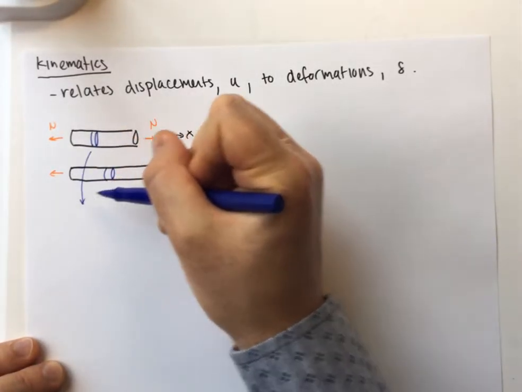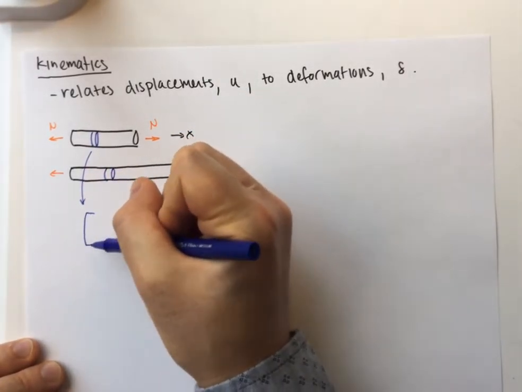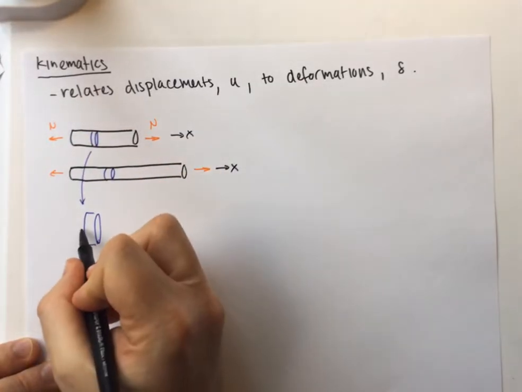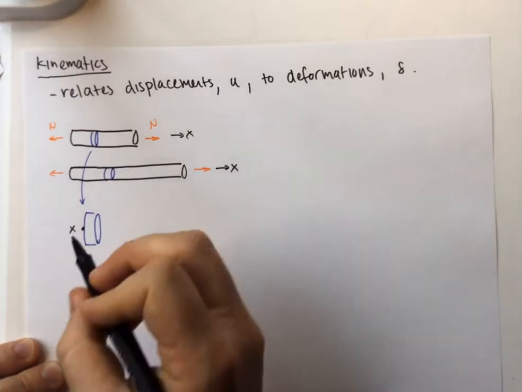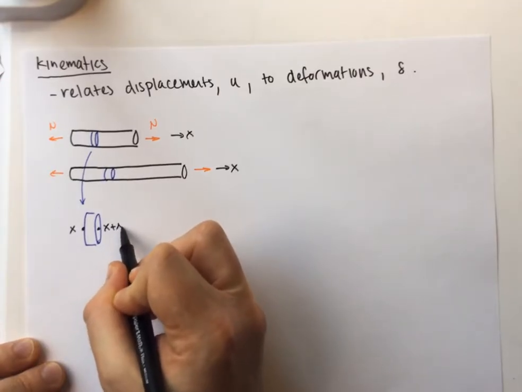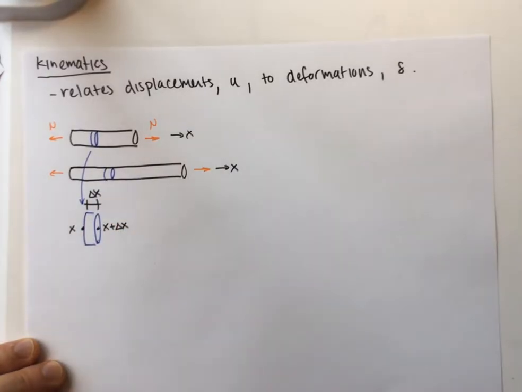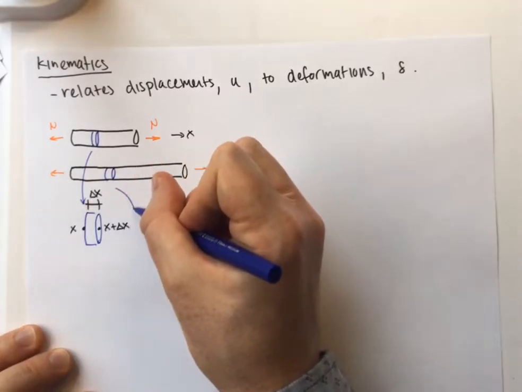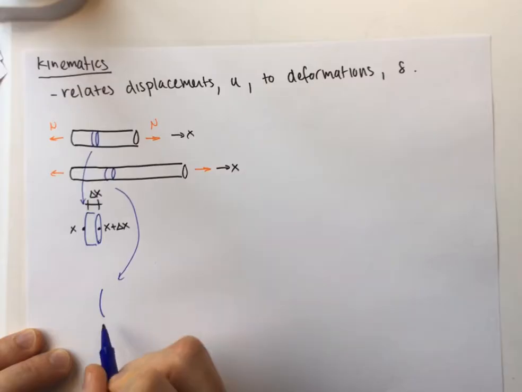So I'm going to draw these guys down here. So here's our original slice. And I'm going to give it some properties here. So this is at the value x. This over here is the value x plus delta x. So that means that the original length of this guy is going to be delta x. And in the deformed configuration, if I bring that guy down here, that might look something like this.